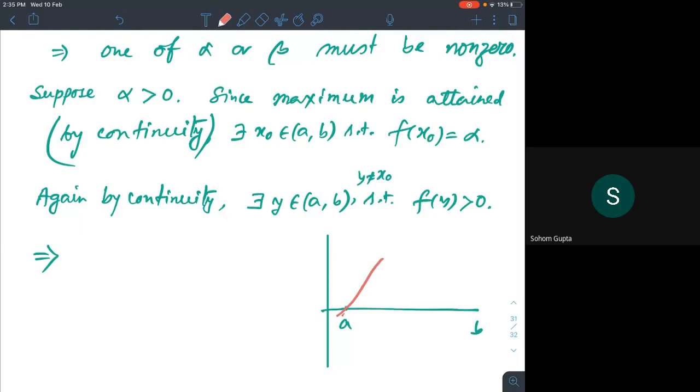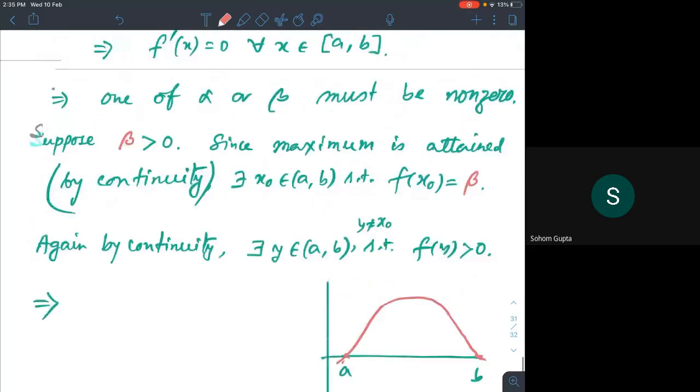Can alpha be greater than 0? Actually, no. So I should write beta here. So f of A and f of B are 0, right? So that means alpha can be either 0 or less than 0.